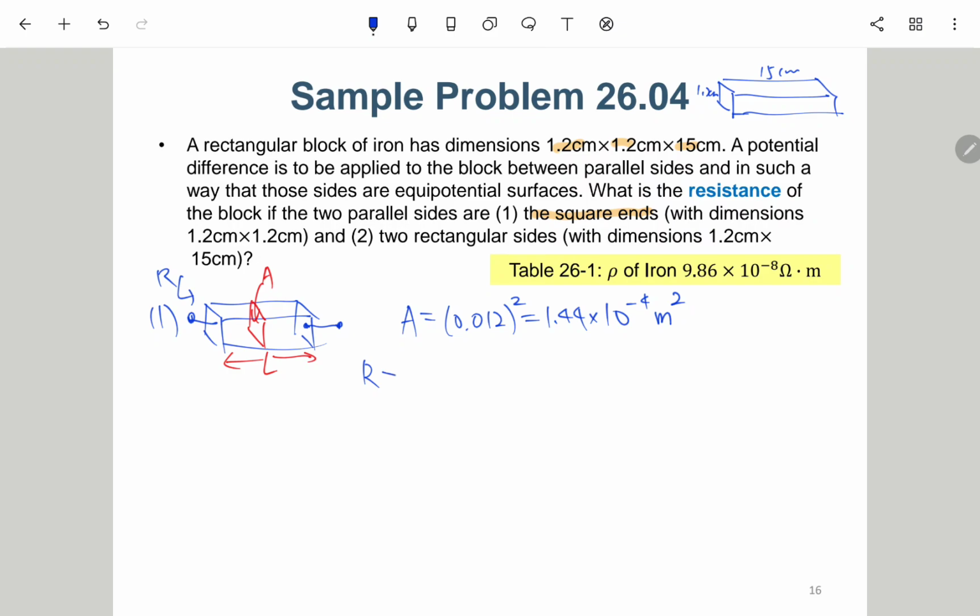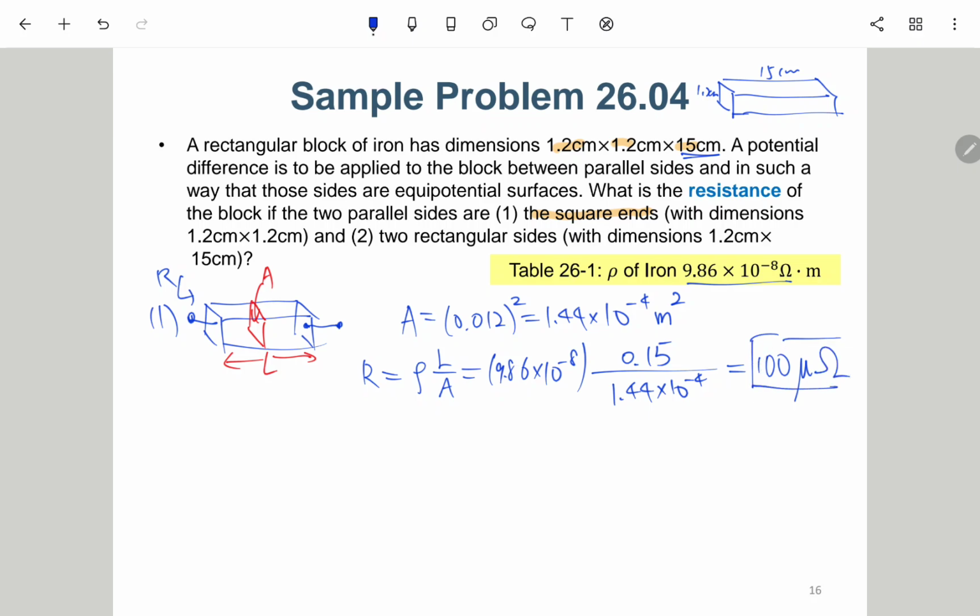So R equals rho times L over A, which is 9.86 times 10 to the negative 8th, times 0.15. This is the length for this case, and the cross-section area is 1.44 times 10 to the negative 4. So the resistance is 100 micro ohm.